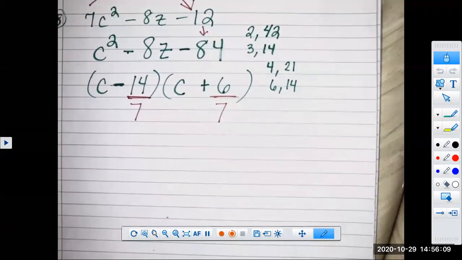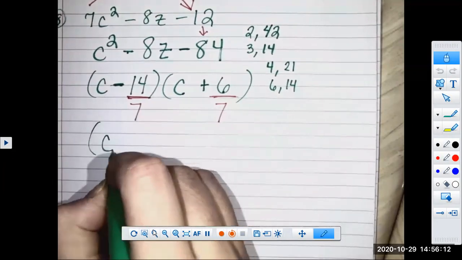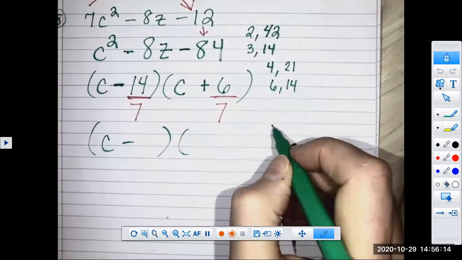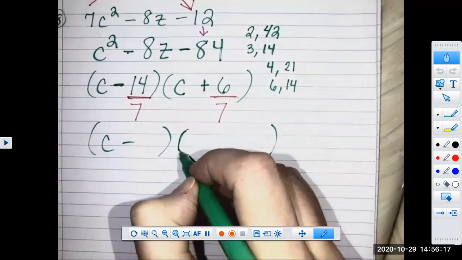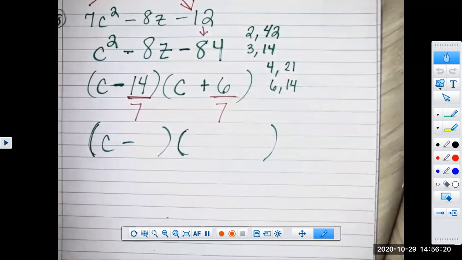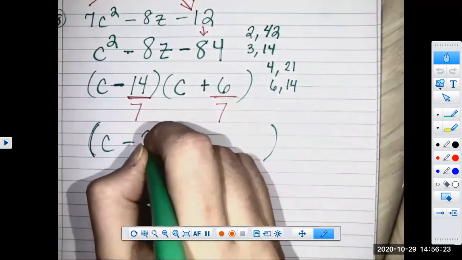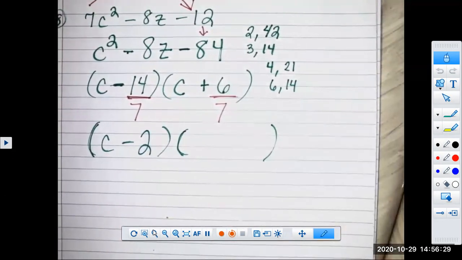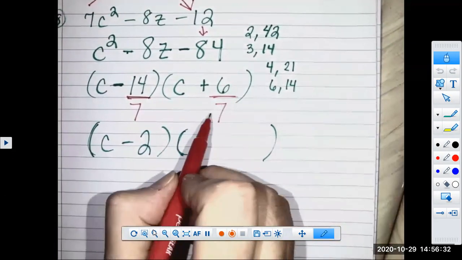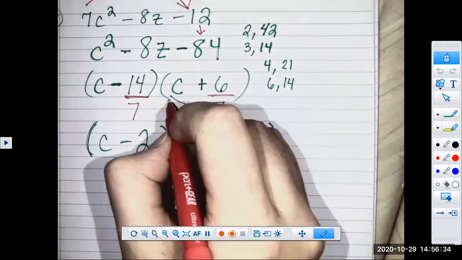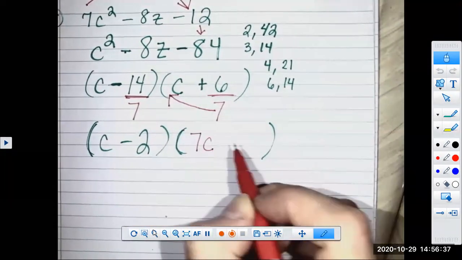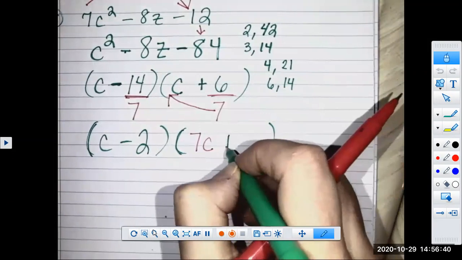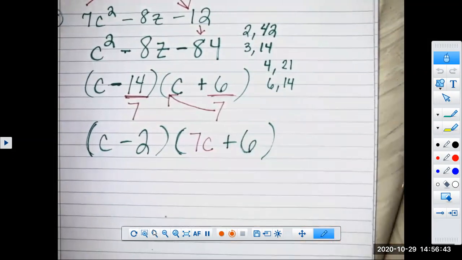You will simplify anything that can. So tell me what your first parenthesis becomes. This becomes C minus what? 2. Good. And then can you simplify 6/7? No. This won't simplify. So what you do with anything left in the denominator, it moves in front of that variable. And so this becomes 7C plus 6. Anything on the top, you leave it in that spot. Anything left on the bottom moves in front of that variable.